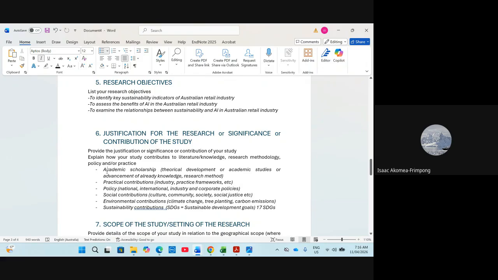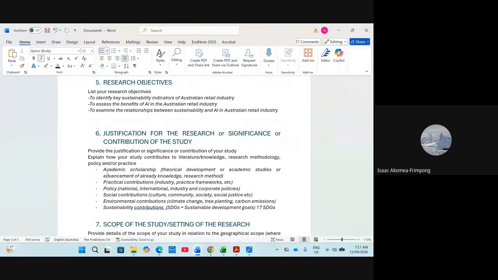Whether it's implications or contributions, it should cover things like academic scholarship, that's theoretical contribution, advancement of knowledge, advancement of research method, advancement of a theory, advancement of a model. So in other words, how is your study going to contribute? What are the implications of your study to current literature? Very important. You need to state that in the introduction, briefly. It could be a statement or two. It's very important. People need to know.